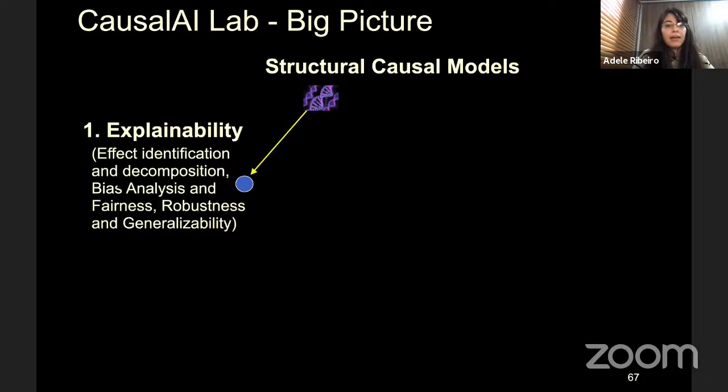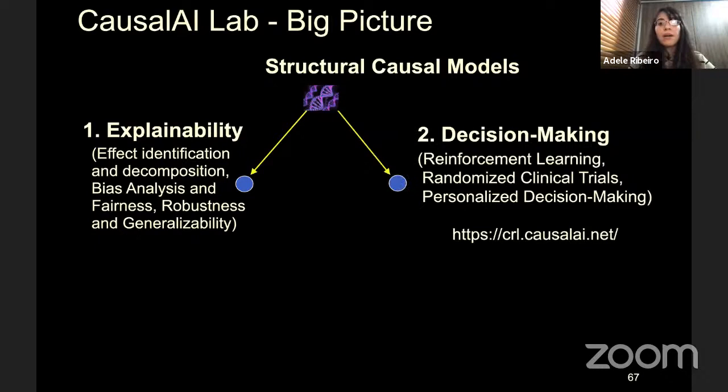Also, how to improve robustness and generalizability. So everything here is on this side of our work, where we are going towards more explainable, more robust and generalizable methods. We are also working on this other side where we don't care much about understanding the underlying model, but we would like to make a robust and optimal decision. For decision-making, we are combining reinforcement learning with causal inference. That's what I said here: causal reinforcement learning, at crl.causalai.net. On this website we have a lot of resources showing our developments in this exciting new line of research called causal reinforcement learning.